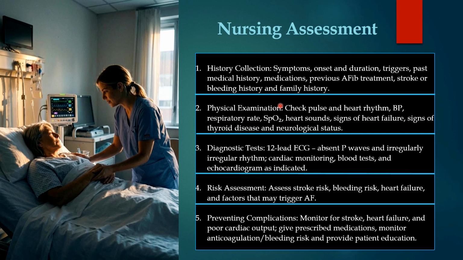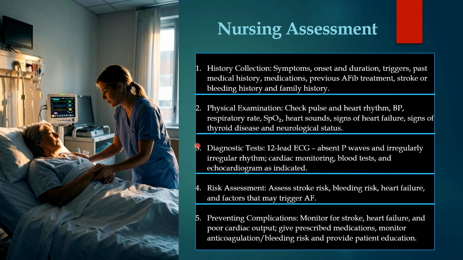Pulse deficit can also be noted in AFib, that is the difference between the apical and radial pulse. Blood pressure: assess for hypertension or hypotension. Always listen for irregular heart sounds and murmurs. Check for signs of heart failure, signs of thyroid disease, and neurological status if indicated.